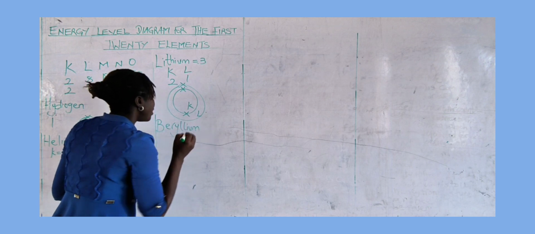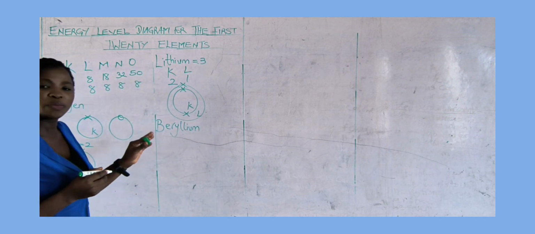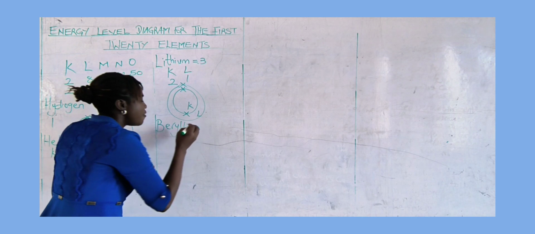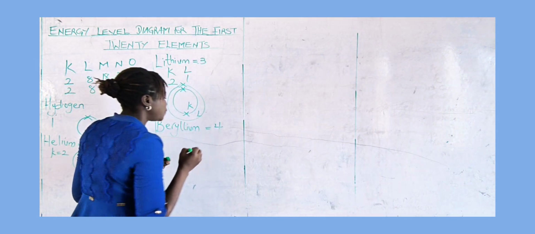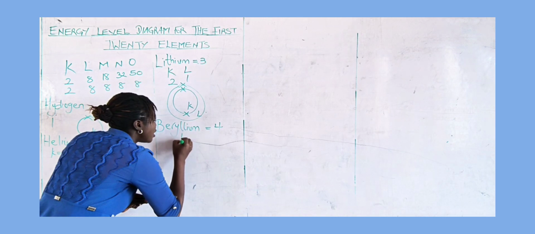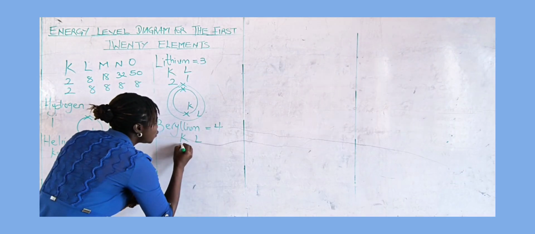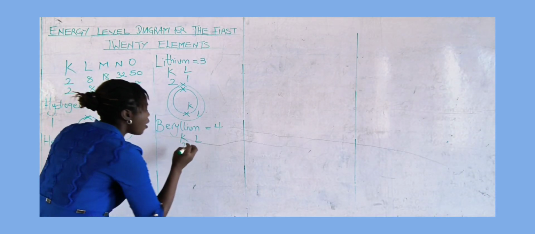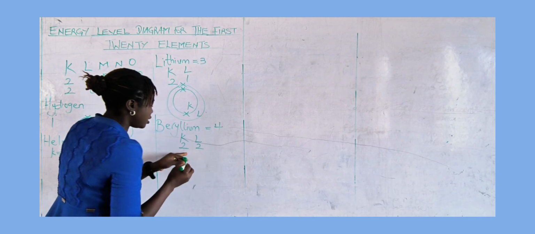Beryllium. Beryllium has an atomic number of 4. That is 4 electrons. So that means we're also going to have 2 shells. We are going to have our K and L. 2 will be on K, complete. Our L is incomplete, so the rest have to be shared there.